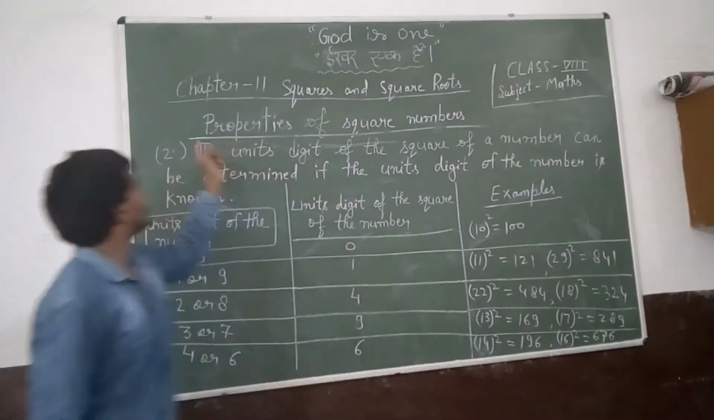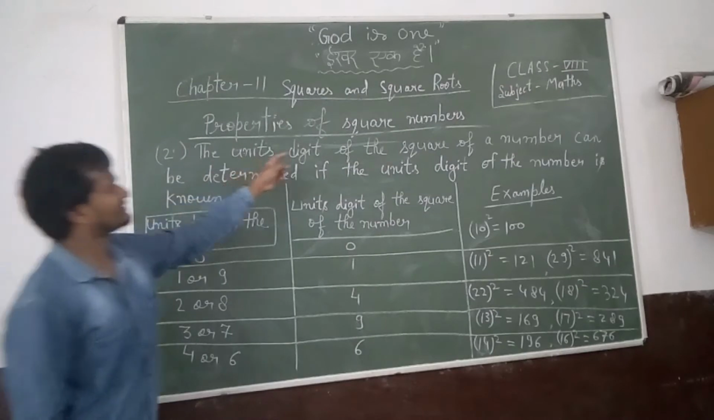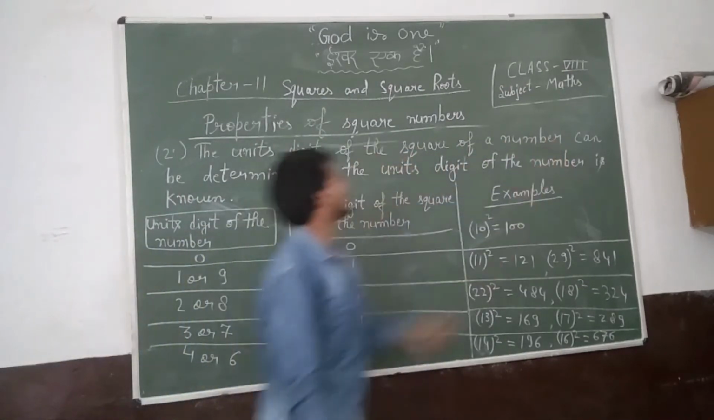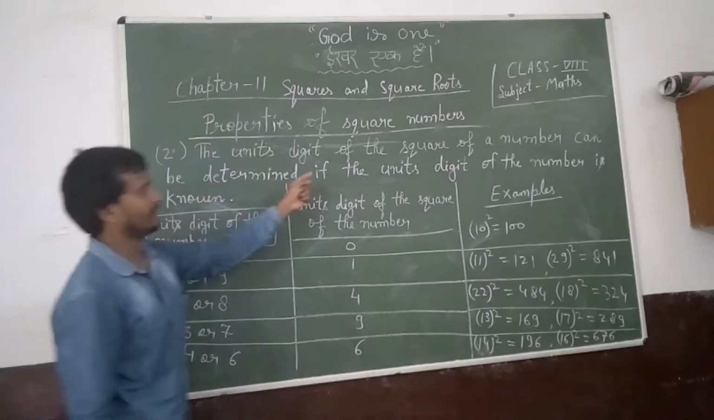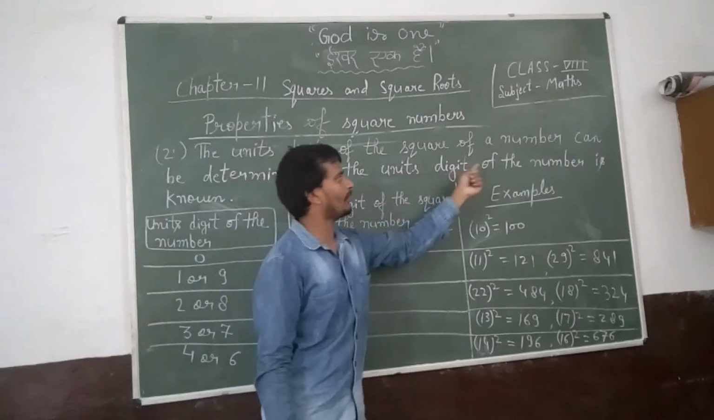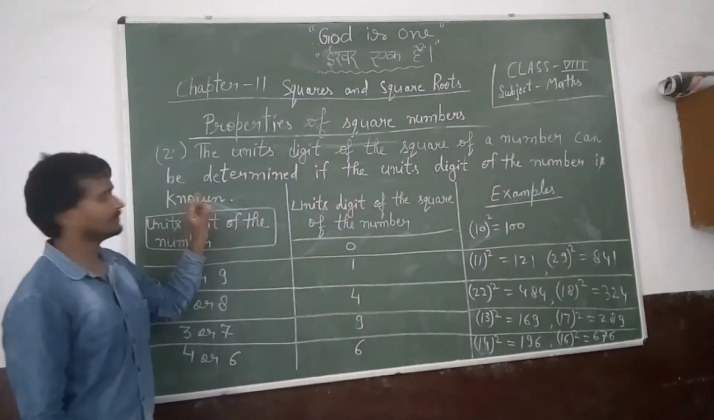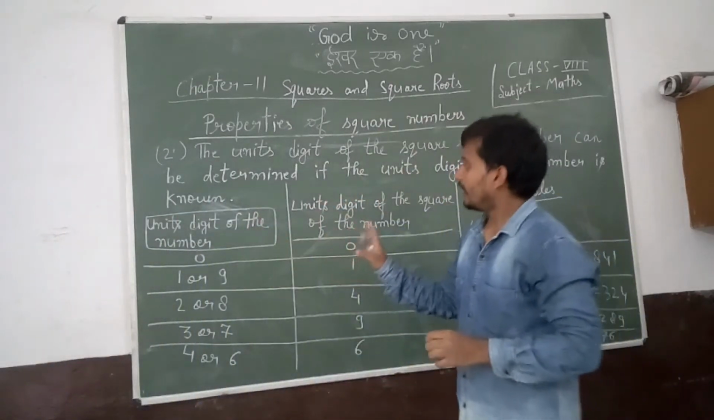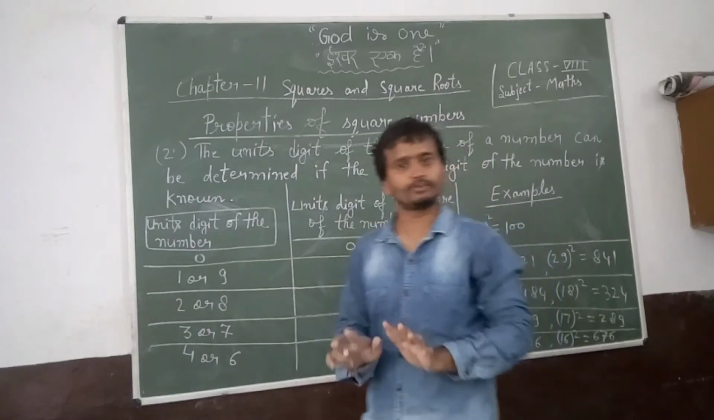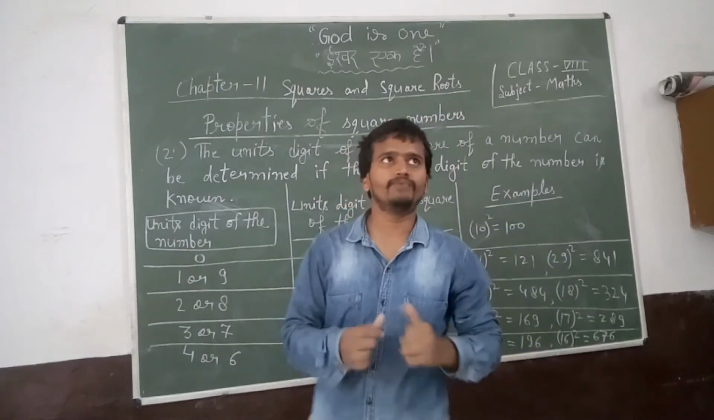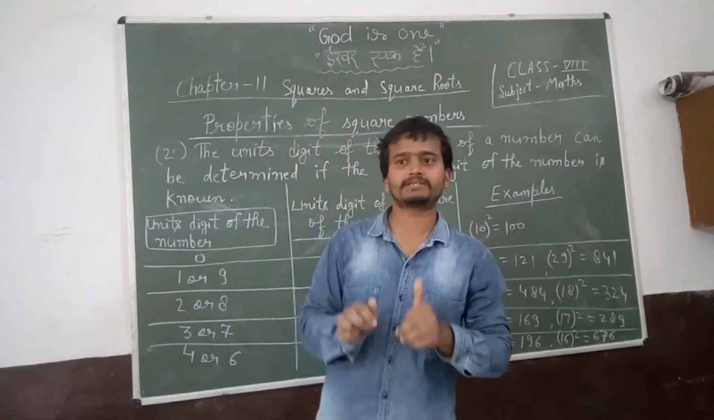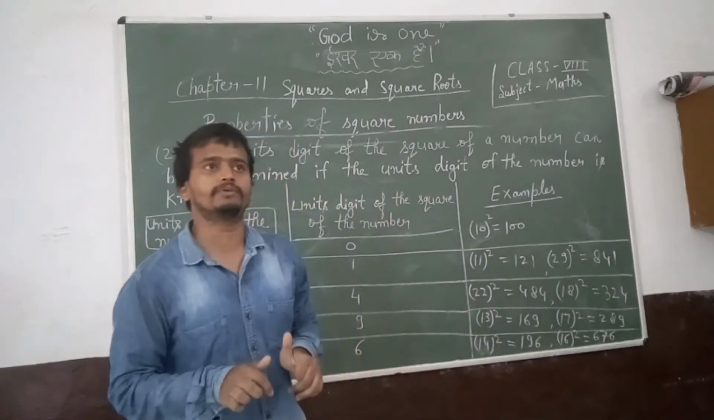And our second property is: the units digit of the square of a number can be determined if the units digit of the number is known. Suppose you have a number and the digit at the unit place, or ones place, is known.